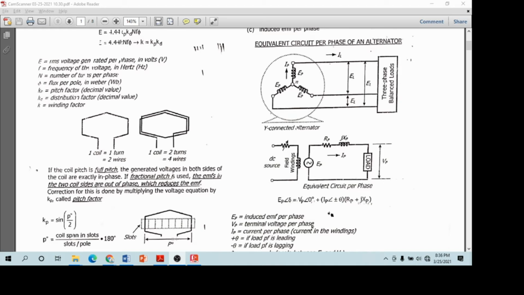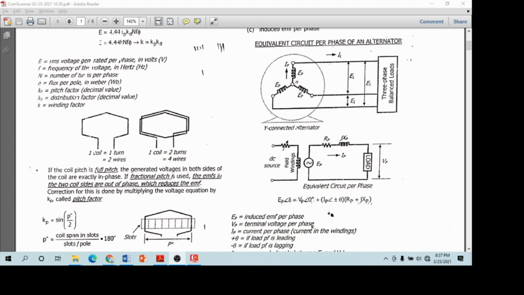So, let's proceed to another topic. This is the equivalent circuit per phase of an alternator. The last subject that we tackled was circuit three, which talks about three-phase balanced loads as well as three-phase unbalanced loads. This time we are going to tackle the source that is being supplied to the balanced or unbalanced load.